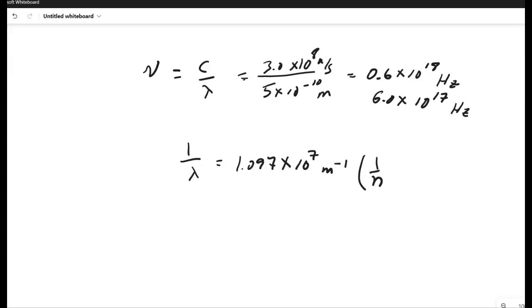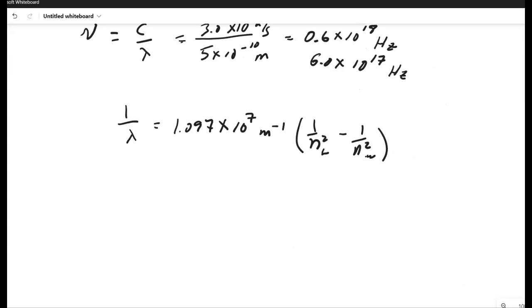1 over n squared lower minus 1 over n squared upper. And we know that the lower energy level here, so let's rewrite this. 1 over lambda is equal to 1.097 times 10 to the 7 times 1 over 2 squared minus 1 over 4 squared. So doing that, now remember, you're going to get 1 over lambda.